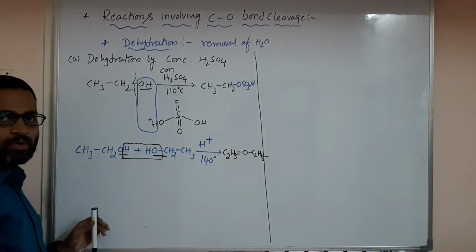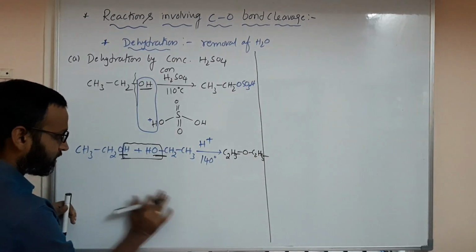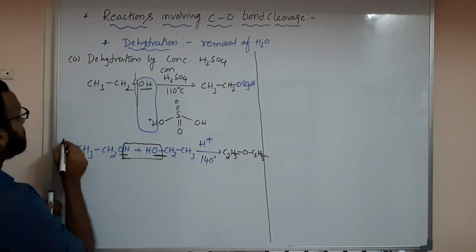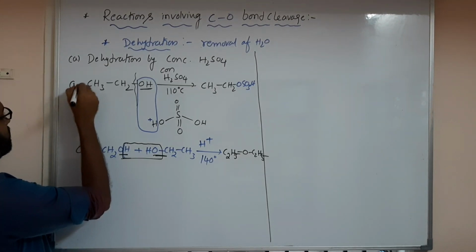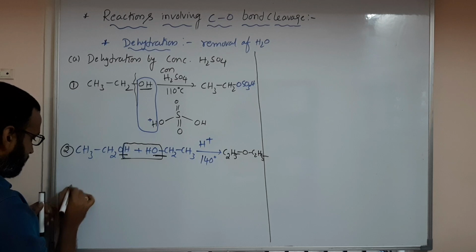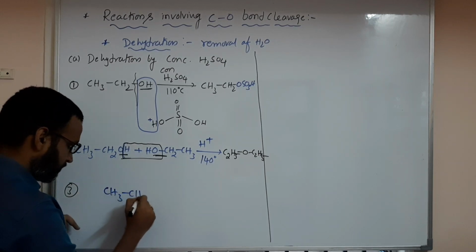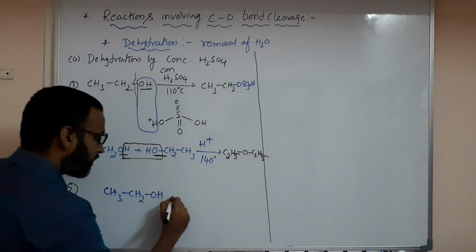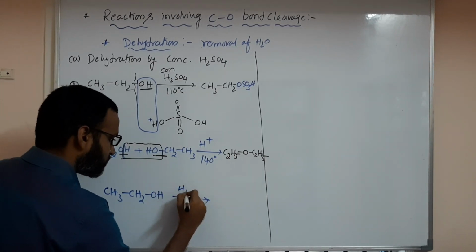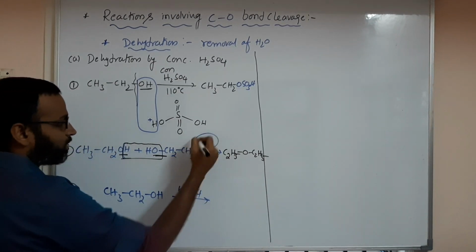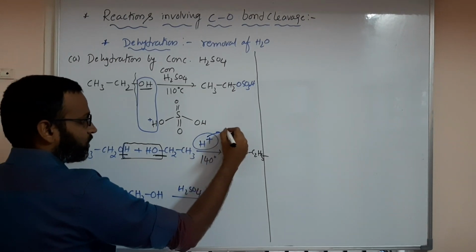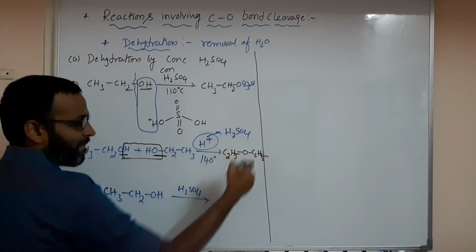Means ether is the product. Understanding, sir, everyone? Now last, this one is 1 and 2 and 3. Next. Last one is same ethanol, CH3CH2OH. When you are treating with the same concentrated H2SO4, written H plus, this is nothing but who is providing H2SO4.